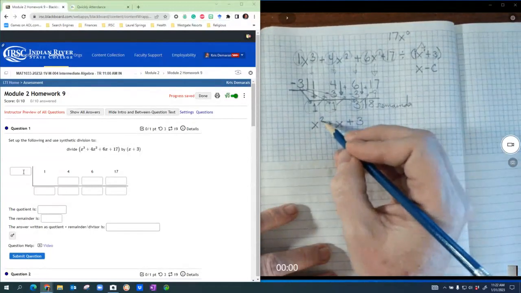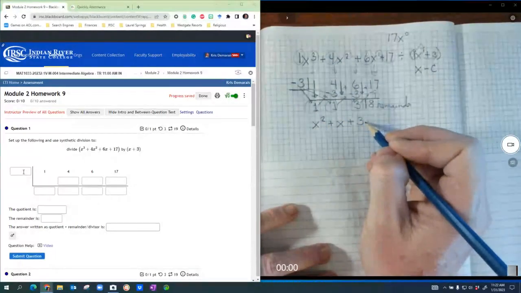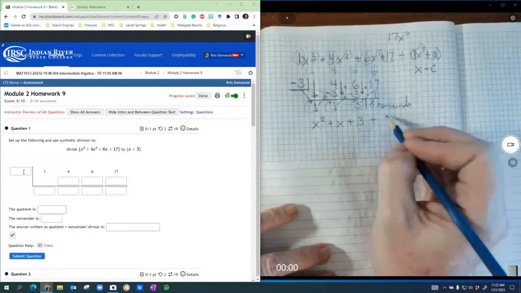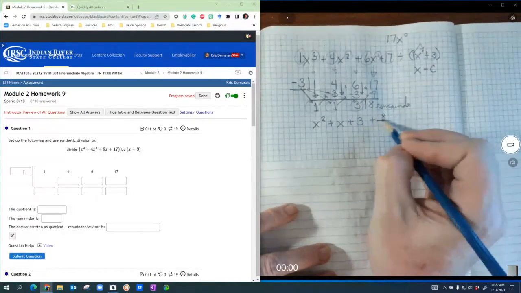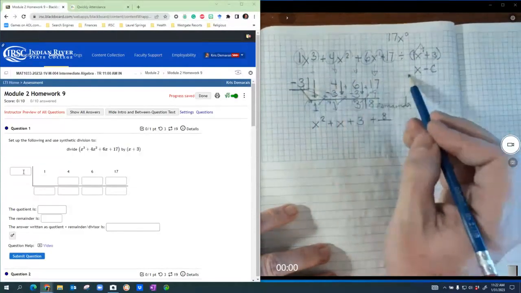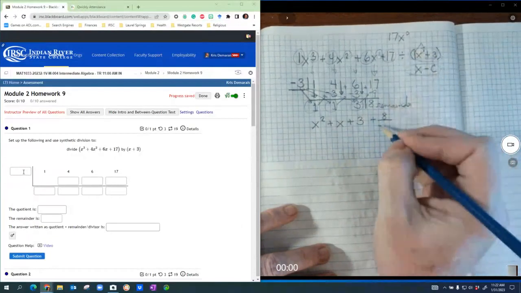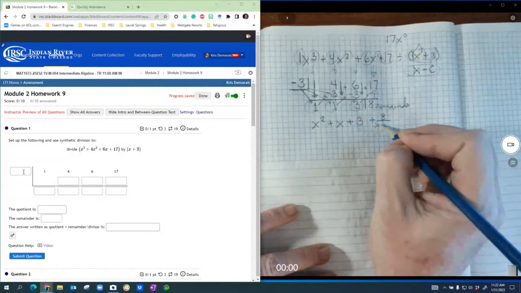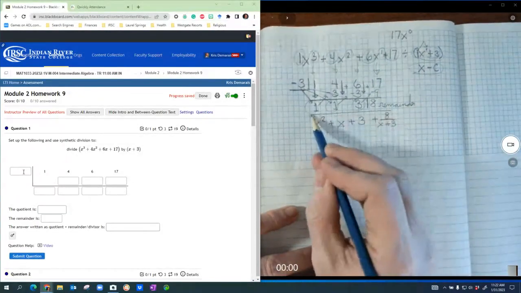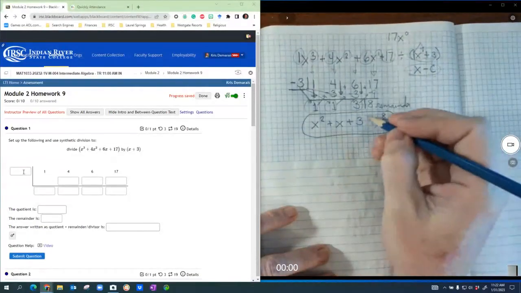And since we have x to the second, x to the first, we have x to the 0. That's the constant. And then we have the plus remainder, which is 8 over what we divided by, which wasn't negative 3. It was this guy right here, or simply this guy. So x plus 3. There's our answer for that.